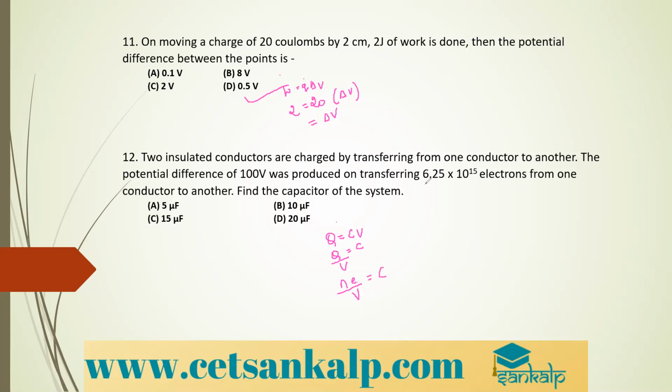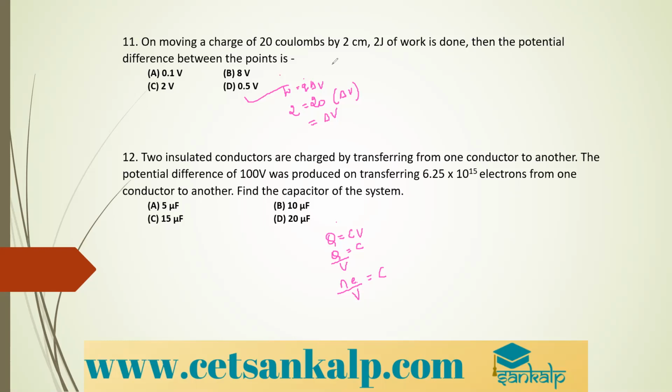It is how much? 6.25 into 10 raised to 15 electrons, into E, that is the charge of the electron, 1.6 into 10 raised to minus 19, divided by V. The voltage value they have given is 100 volt. Therefore, if you substitute all the values and simplify, you will get the answer.